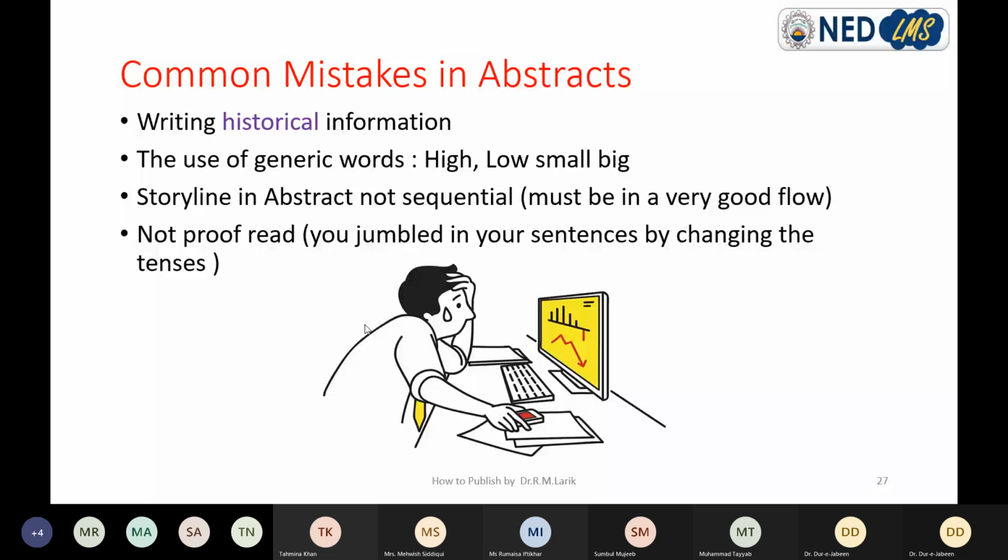So, when the storyline in the abstract is not sequential, sometimes in your abstract you are jumping, right? For example, you are talking about one thing in one sentence, and in another sentence you are talking about another thing, right? So you are jumping. The sequence is not accordingly. The storyline is not okay.